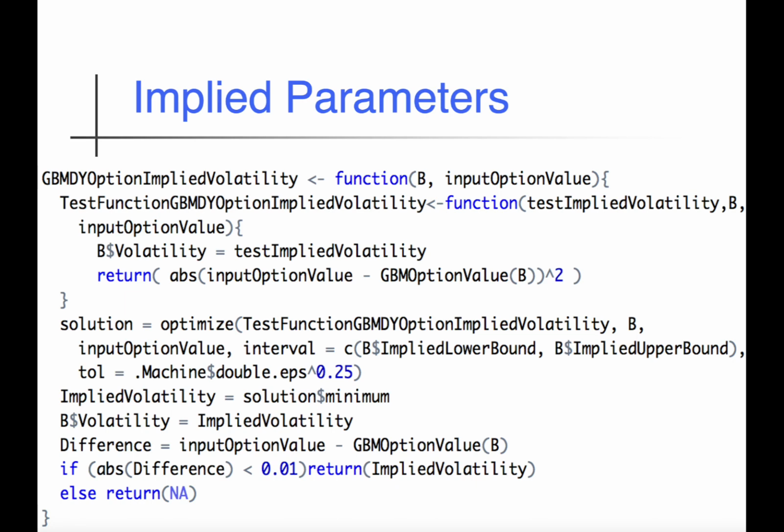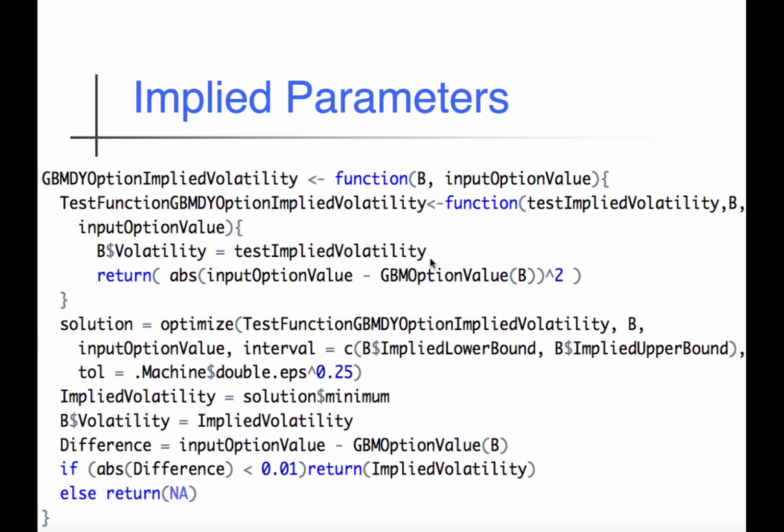We introduced this approach in chapter 3, solving for implied parameters. Basically, we have a test routine that will check whether there's a difference between the input option value and the model value given a certain implied volatility. We'll optimize this function, and it will solve for the volatility that gets me the market price back.